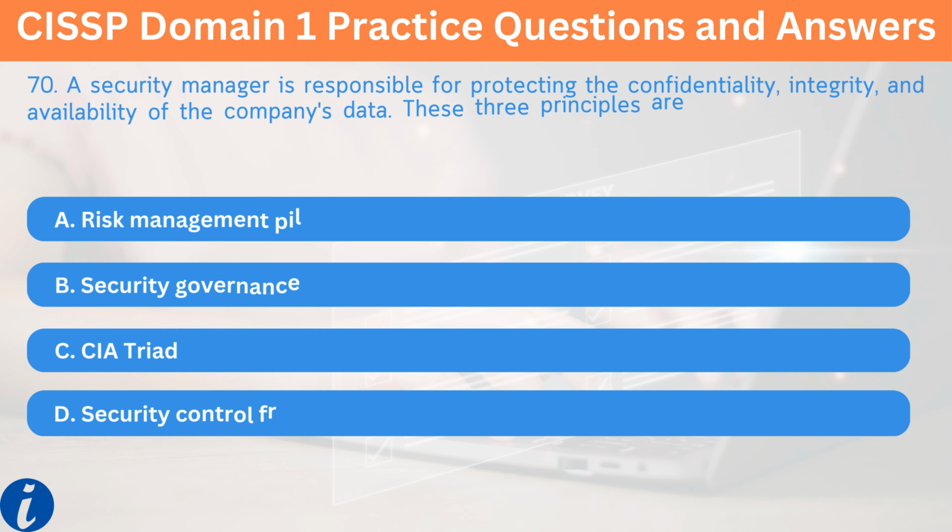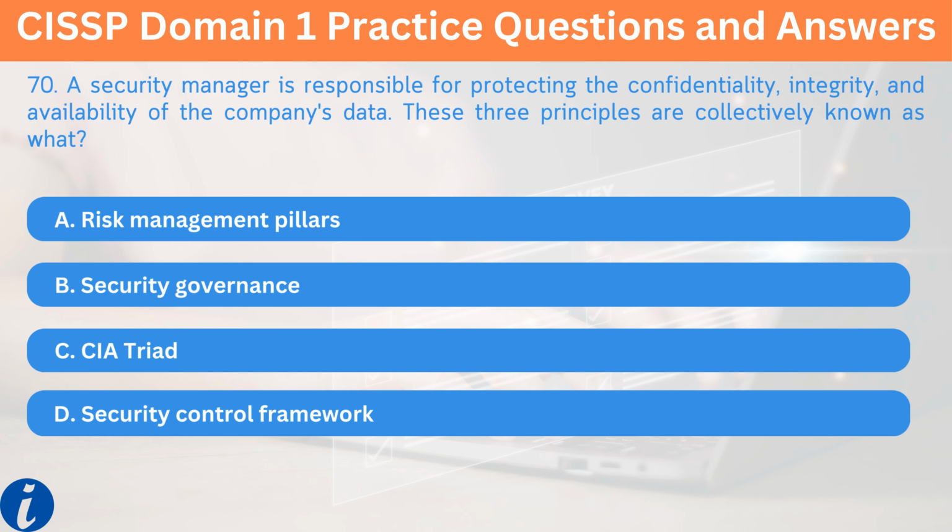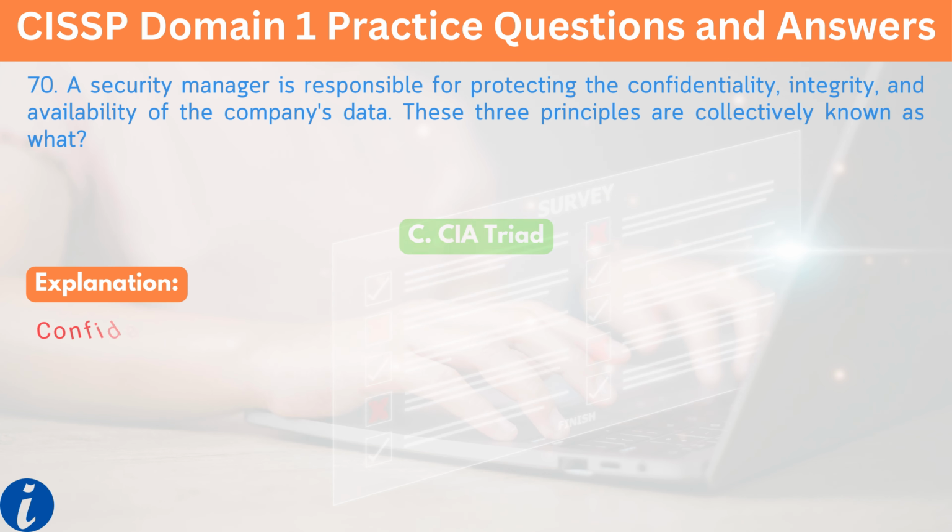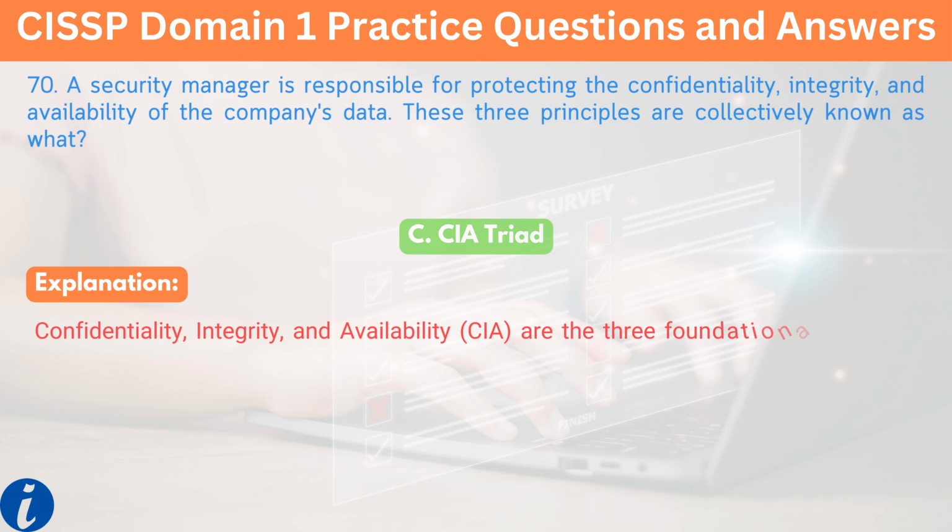70. A security manager is responsible for protecting the confidentiality, integrity, and availability of the company's data. These three principles are collectively known as what? A. Risk management pillars. B. Security governance. C. CIA triad. D. Security control framework. The correct answer is C. CIA triad. Explanation.